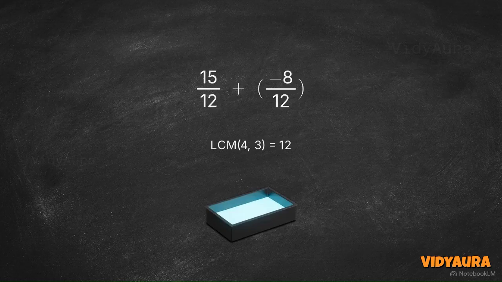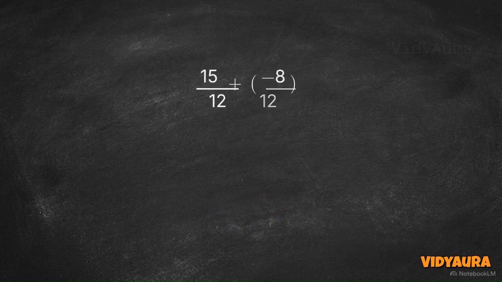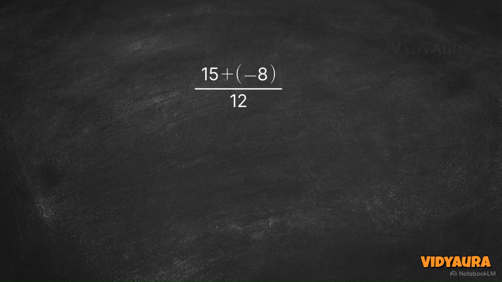With the denominators harmonized, the numerators can finally be combined. We keep the base of 12 and simply add 15 and -8. Adding 15 and -8 leaves us with 7. The final result of our union is 7/12.